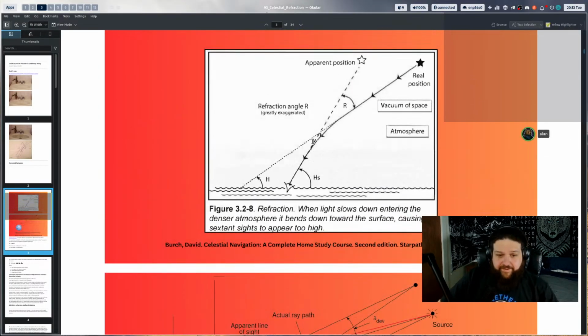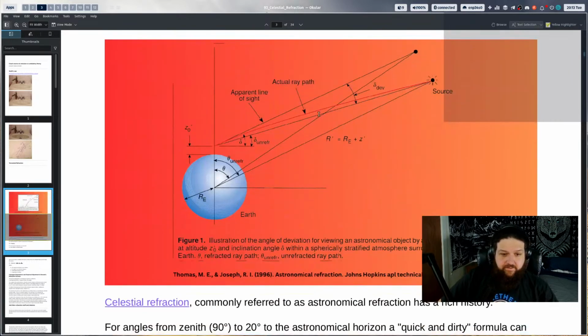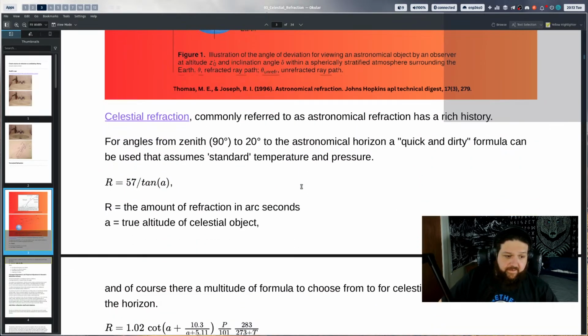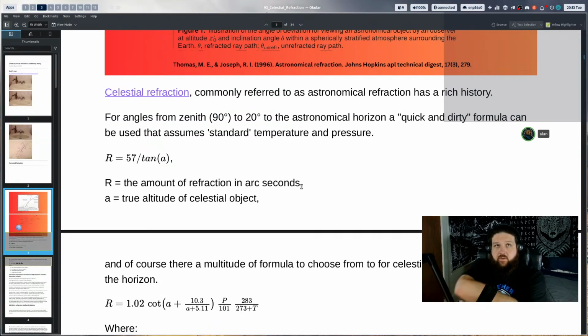Yep, at some point this happens. All right, now another diagram here, just kind of illustrating the same thing. Source below, refraction causes the image to be lifted up. Now, when we look at the typical refraction corrections that are given for angles that are 20 degrees and above to your zenith, you can use a simple formula of R equals 57 over the tangent of your angle.